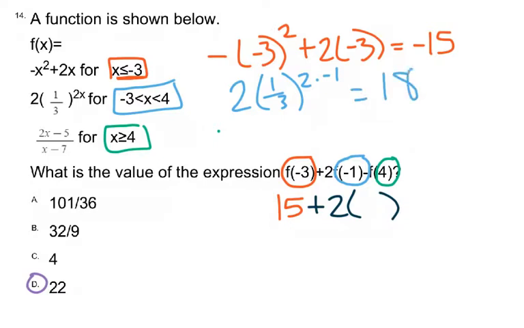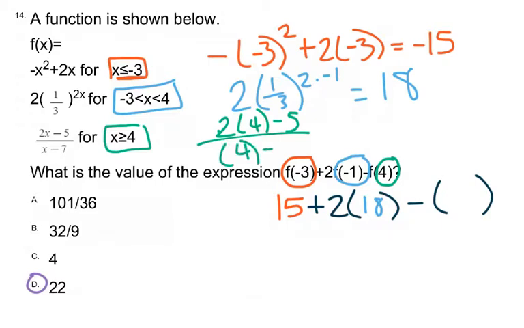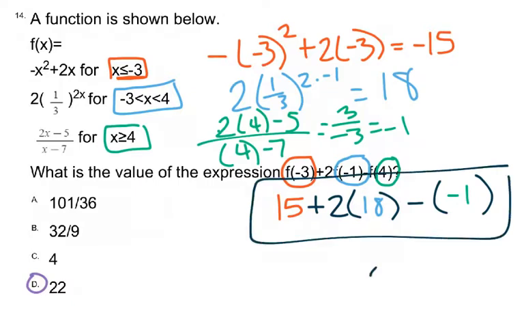I get 18. Alright, and then the last one, it says f of 4. So I circled it in green because it's going to go into the last one. So I'm going to replace x with 4. Alright, and remember, when you do this one, you're going to do the top first and then the bottom. Alright, and then put all this in your calculator and you would get 22.